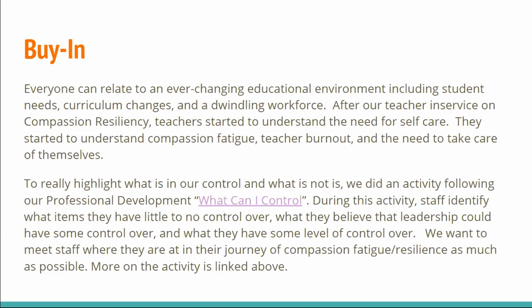To really highlight this, we did the following professional development. You can find this on the toolkit. It's called What Can I Control? During this activity, staff identify items that they have little to no control over. They identify what they believe leadership has control over, and they also identify areas that they have some level of control over. Then we put it all up on the board, and we can cross off the things that they don't have control over. So visually they're seeing, okay, I don't have control over that, I'm going to cross that off. That helps reduce the list of stressors, but also as an administrative team, there might be some things that we identify that we can help to take off their plate.